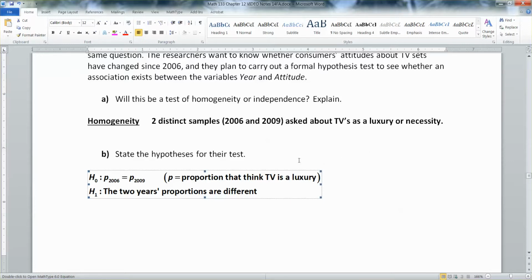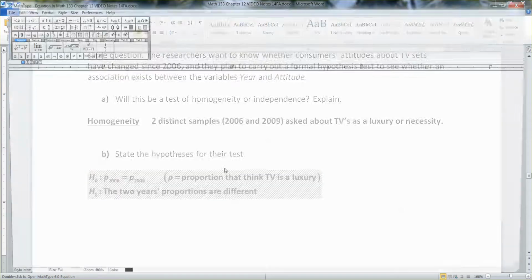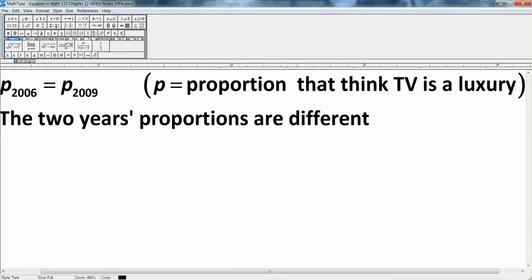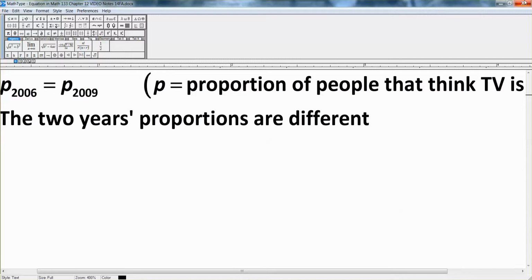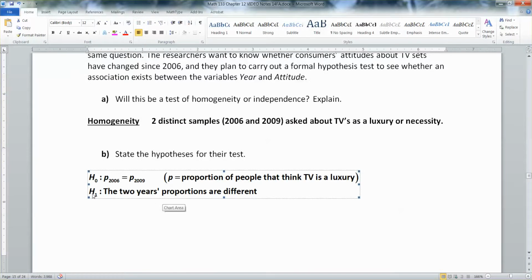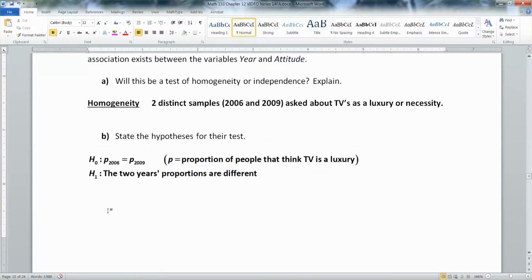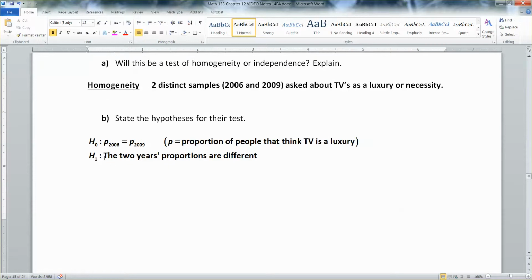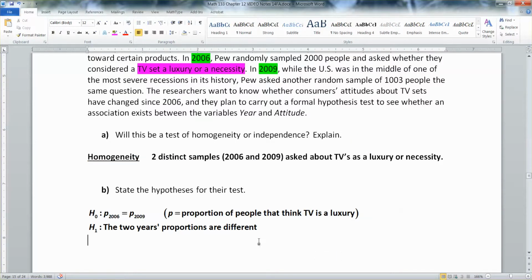And keep in mind, I just had to pick one of them. So I let P be the proportion of people that think TV is a luxury. And then the alternative is that at least one of these has to be different, which since there's only two, that would mean that they are different from each other. So I realize at this point that this doesn't look too different from chapter 11, and it's not at this point, at this stage in the alternative hypotheses, but they of course can be different when you actually run the test. All right, let's stop right there.